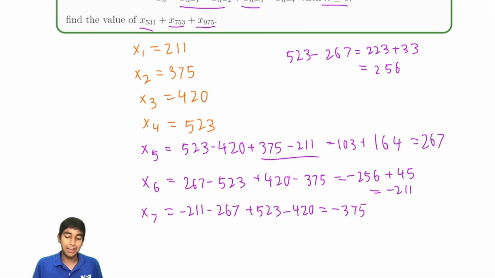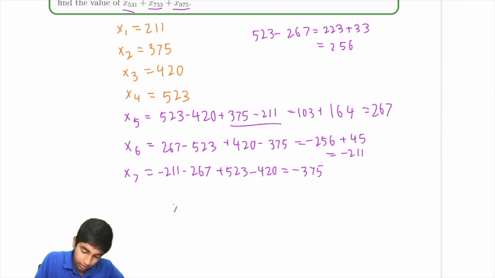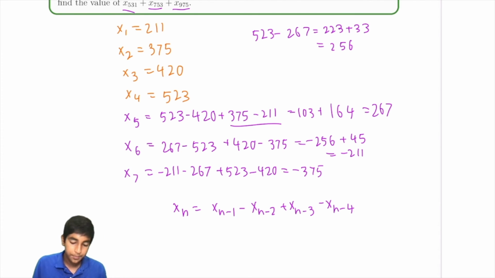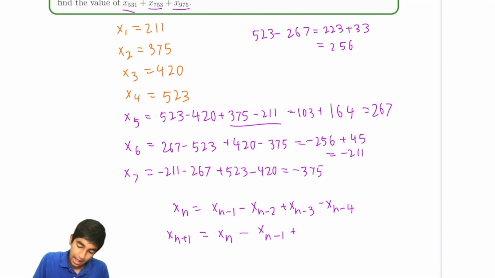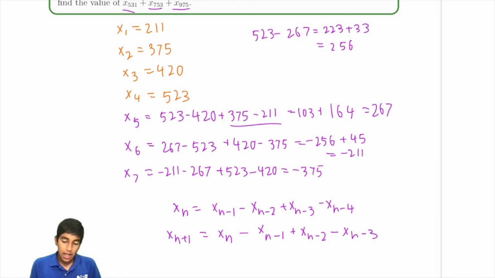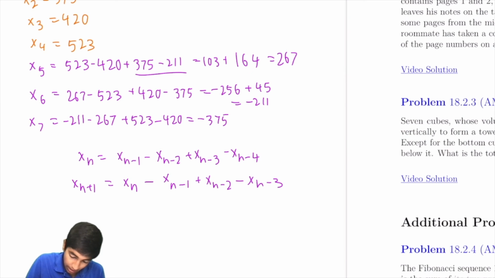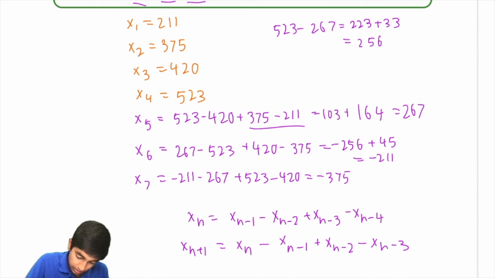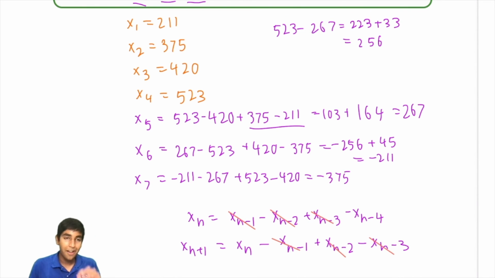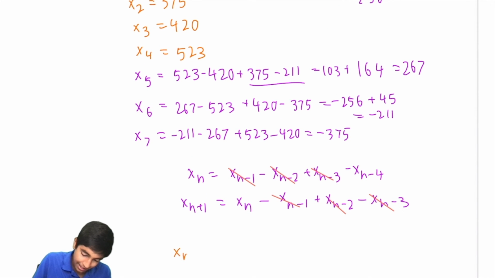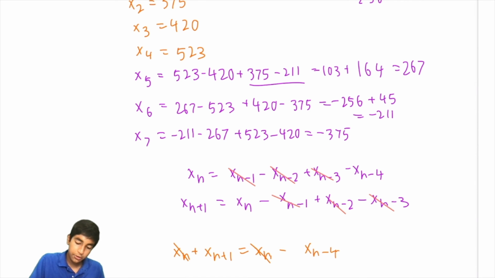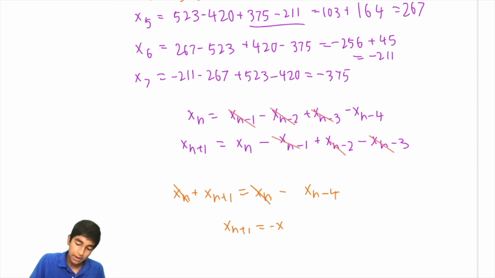But I'll show the smarter way to think about it, which is to notice that if x of n is equal to x of n minus 1 minus x of n minus 2 plus x of n minus 3 minus x of n minus 4, and you write something else, maybe x of n plus 1, this is x of n minus x of n minus 1 plus x of n minus 2 minus x of n minus 3. Now the thing to notice is that these terms will actually cancel. This is telescoping, except in a different way. We're left with x of n plus 1 is negative x of n minus 4.